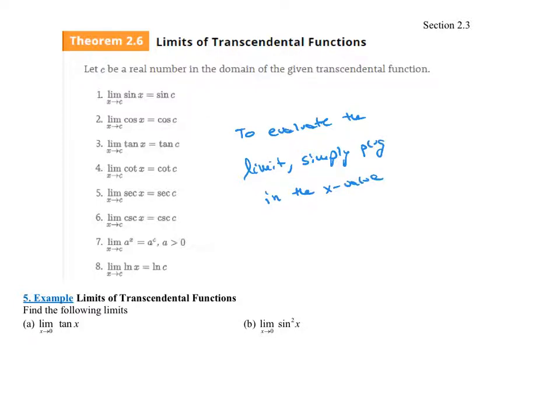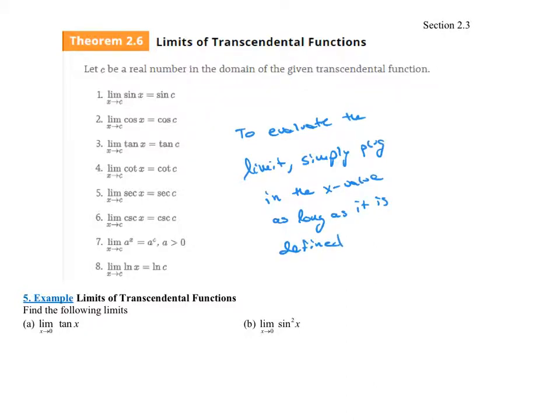Again, we asked, when are we able to just plug in the x value? When is it a quote-unquote nice function? Well, every single one of these are nice functions as long as it's defined. So we need to add that in: as long as it is defined.